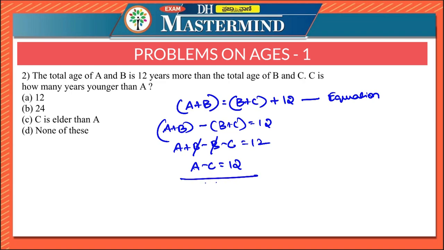So now if you look at the question, C is how many years younger than A? First of all, A minus C equals 12. This means A should be greater than C. So this implies that A is elder than C. Therefore, option C is gone. And the difference of ages between A and C, A minus C, equals 12. So even 24 is gone. Since the difference A minus C equals 12, the right option is option A, 12.